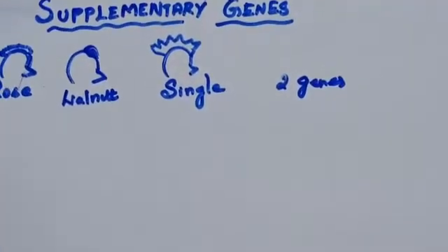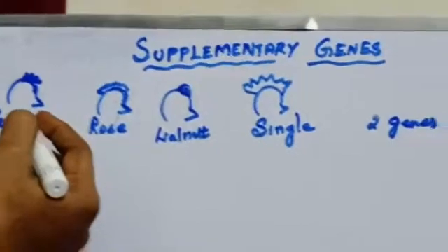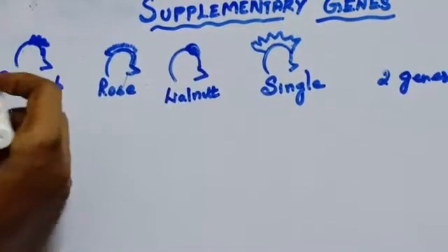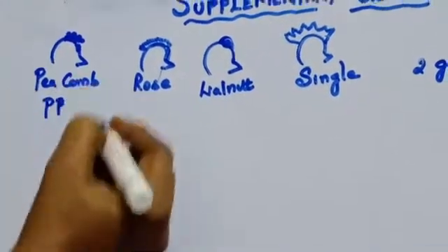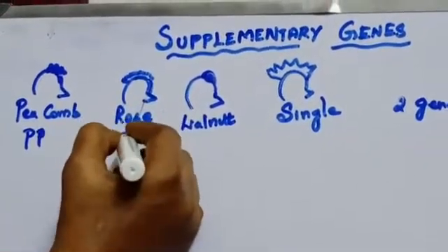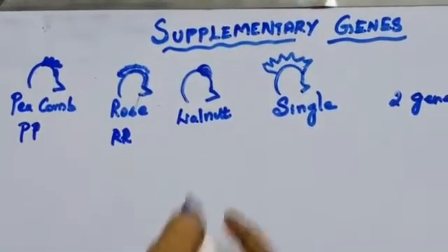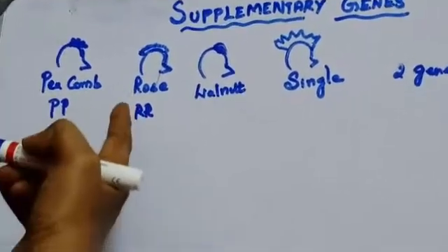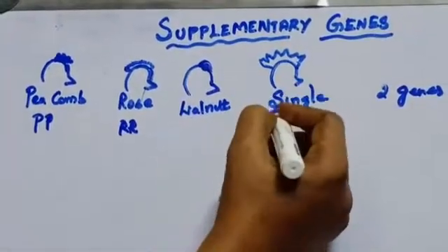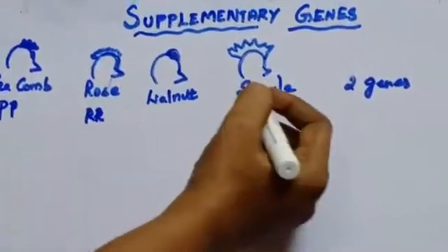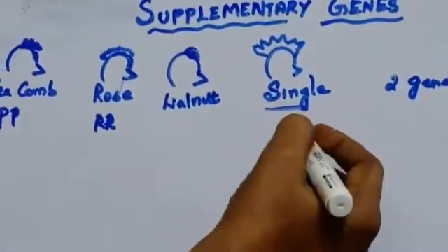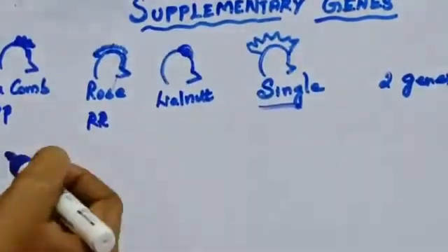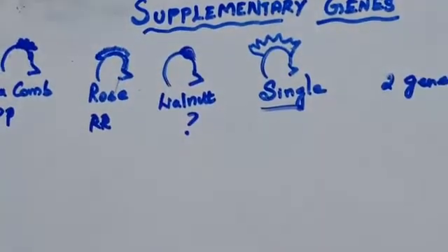Okay, for example, the pea comb is controlled by two genes, especially when it is in dominant condition. Then rose comb is also controlled by dominant condition. The remaining comb we'll see later. See, these two are dominant over single comb. This is what comb? Single comb. Especially when they are present in recessive condition, they produce what? Single comb. Then we will see how walnut comb is formed.